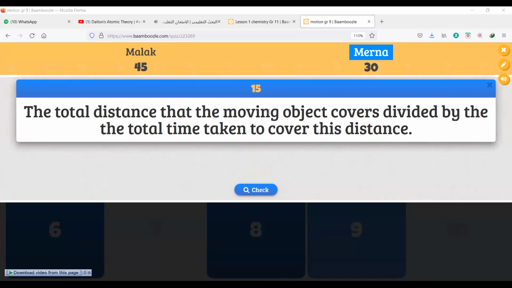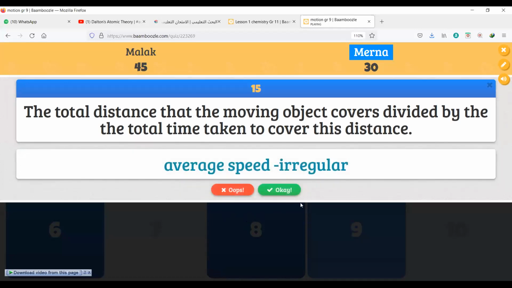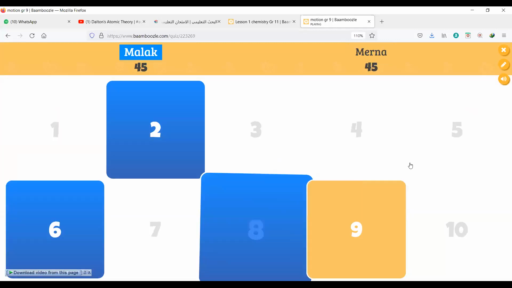Ma'am, is it the motion? The motion is to change your position from one place to another according to another object. But here there's a relation between the distance and the time, like how much distance. Speed. Excellent, very good. It's the speed.